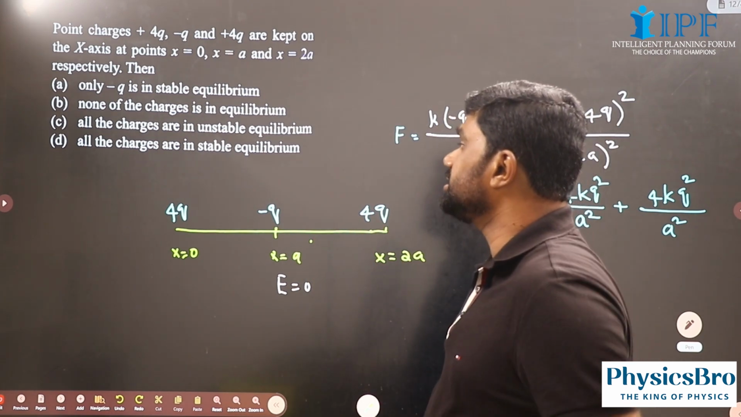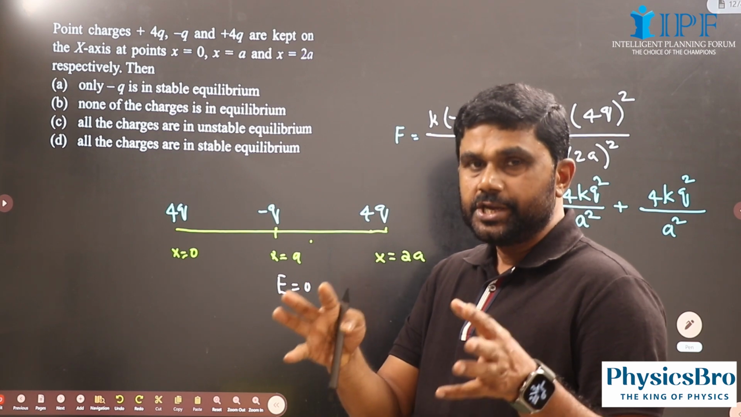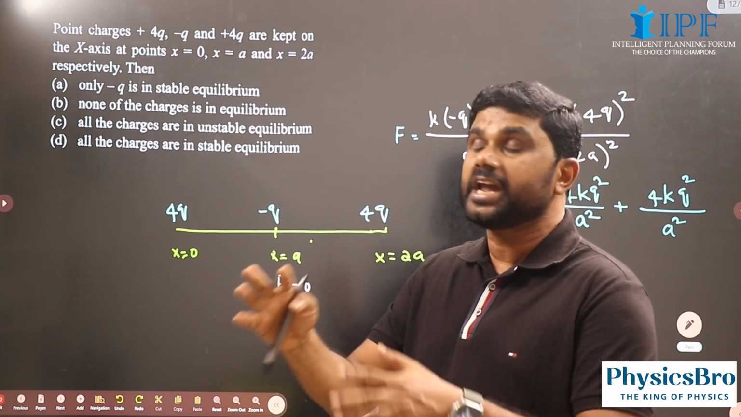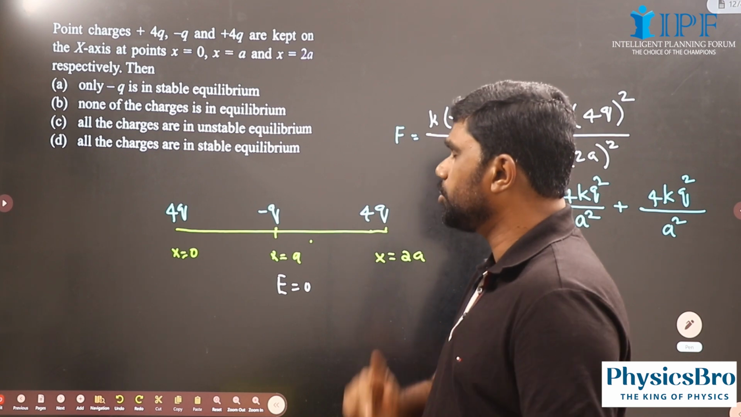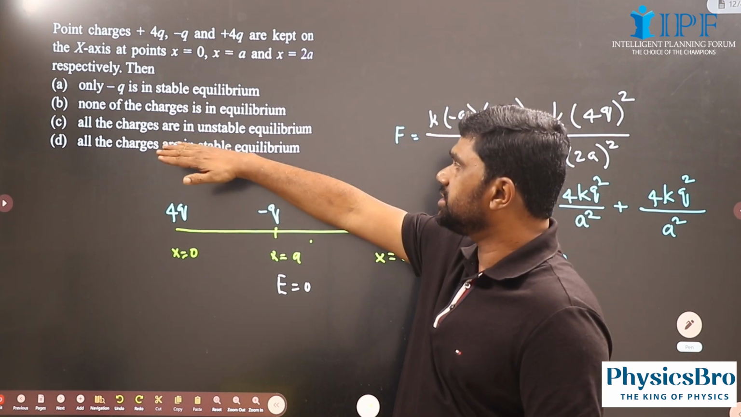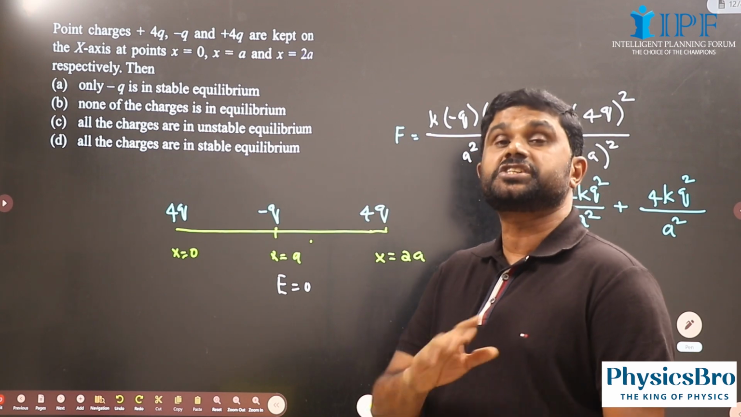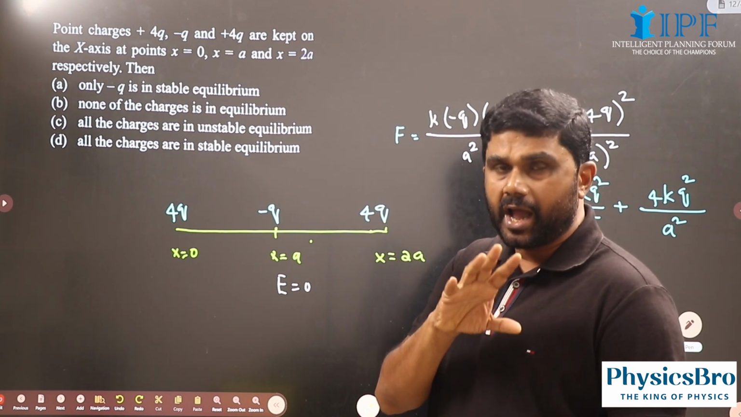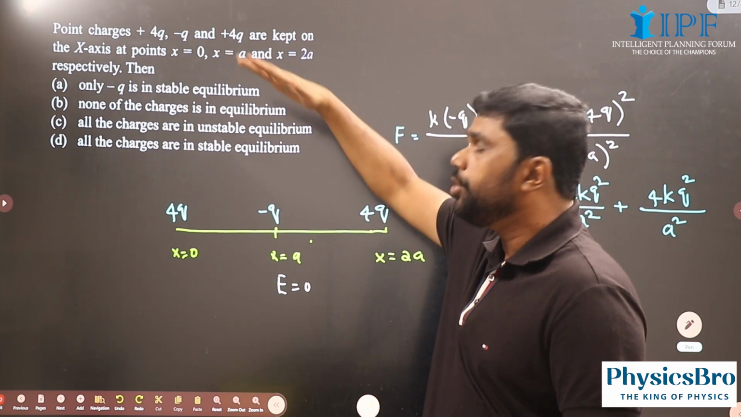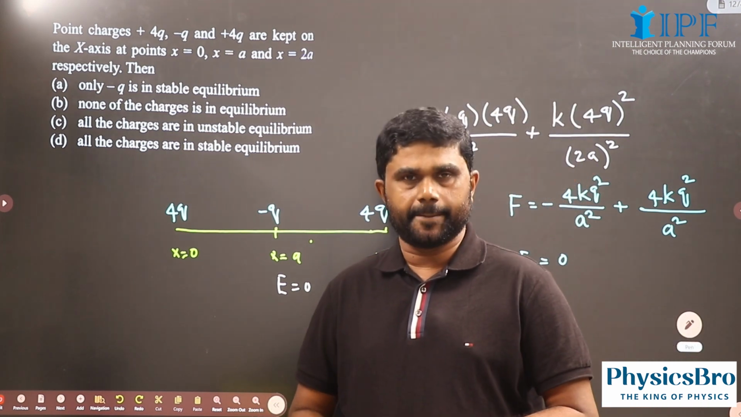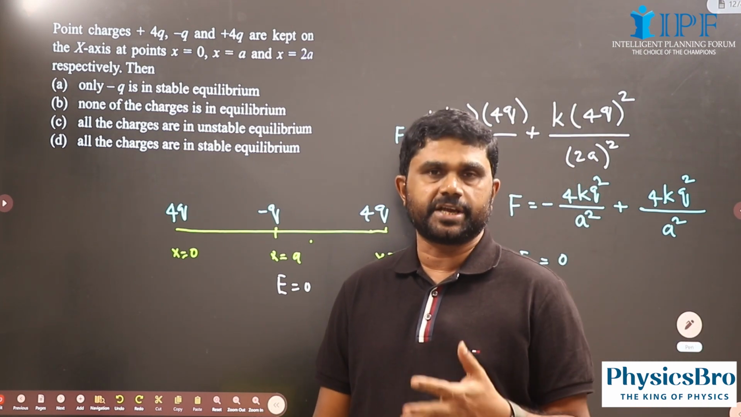Okay, all the charges are in equilibrium. Now we have to identify whether the equilibrium is stable or unstable, because we have got two choices. All the charges are in unstable equilibrium, all the charges are in stable equilibrium. So our answer is either C or D. Okay, now what about the stability of the equilibrium? Is it unstable or stable?